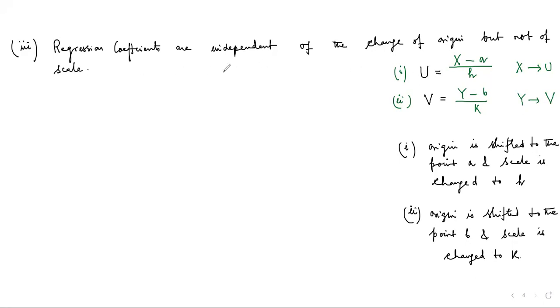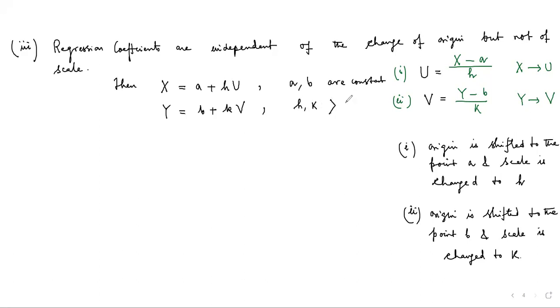If this is so, then we can write the variable x as a plus hu, and we can write the variable y as b plus kv. These constants a, b can be positive, negative, or anything. But h and k must be greater than 0 because they are divisors.